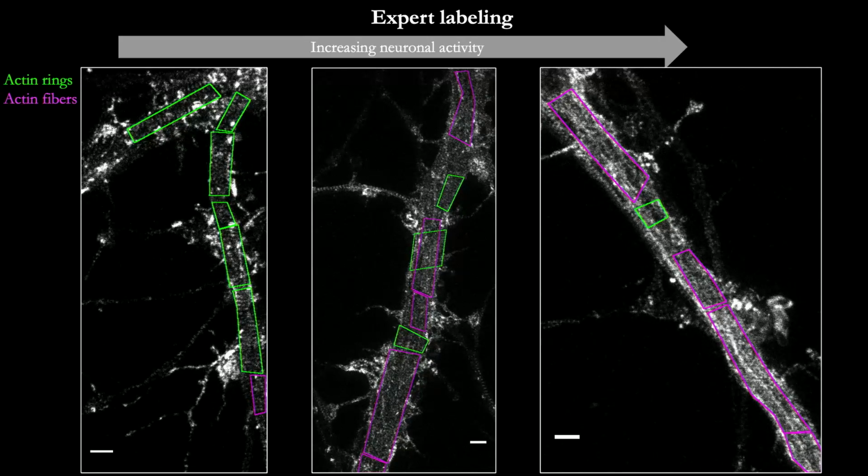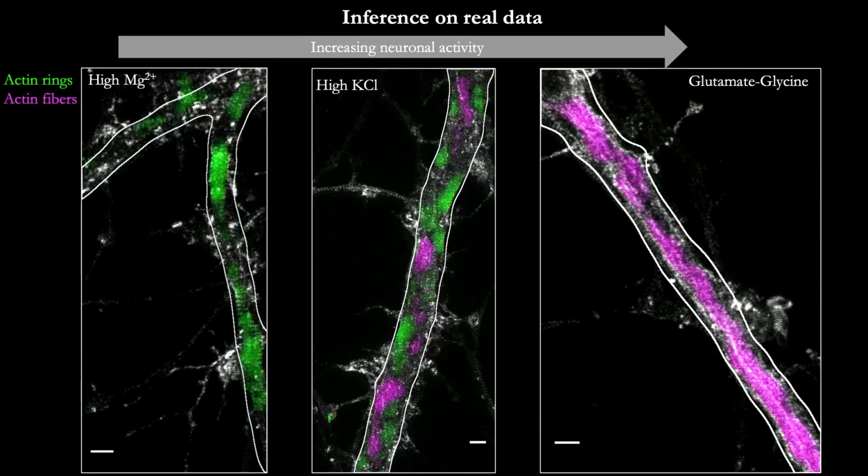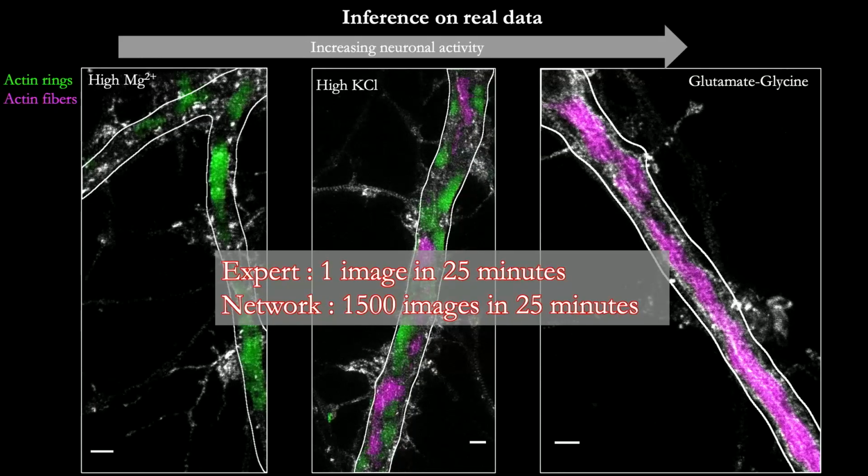So we start from a data set that was annotated with bounding boxes, and we get predictions from the network about the presence of F-actin rings and fibers. What we see is that the F-actin rings that are segmented in green here are replaced gradually by F-actin fibers if we increase neuronal activity. Big advantage of using AI to do this.